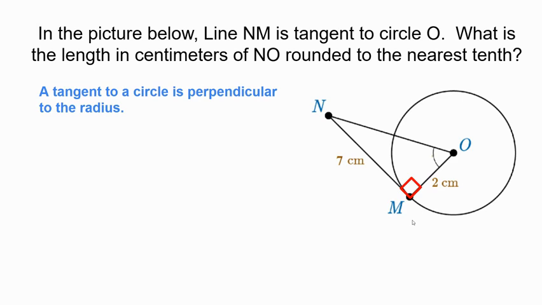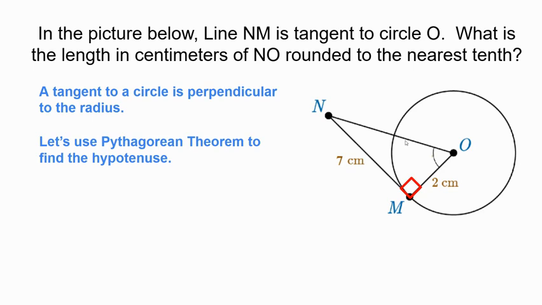So we are looking at a right triangle, and we know that NO is the hypotenuse of that right triangle because it's across from the 90-degree angle. And we're going to be looking for what is the length of the hypotenuse. So let's use Pythagorean theorem to help us find that hypotenuse. Now, NM, the 7 centimeters, that's a leg. MO, the 2 centimeters here, that's a leg.